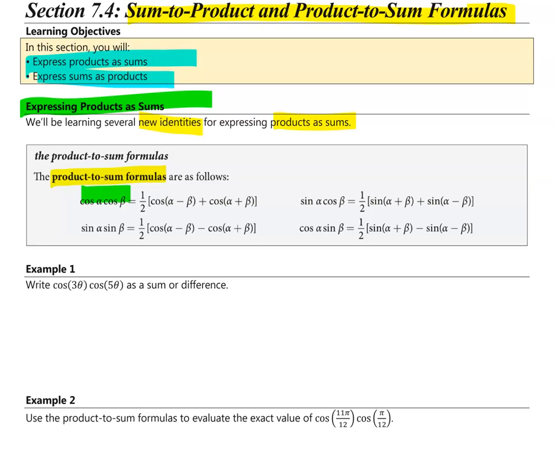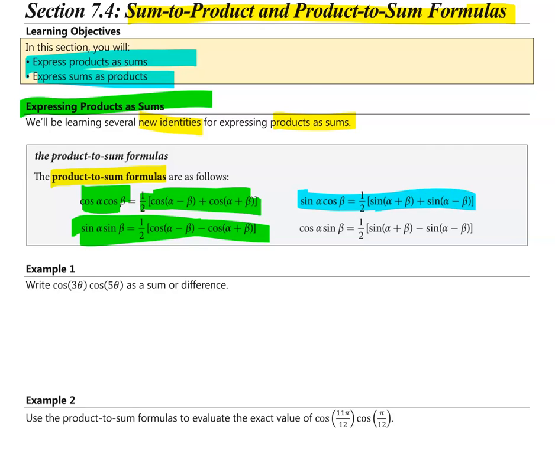Cosine alpha times cosine beta is equal to 1/2 times the sum of cosine of alpha minus beta plus cosine of alpha plus beta. Sine alpha times sine beta is equal to 1/2 of cosine alpha minus beta minus cosine alpha plus beta. Sine alpha cosine beta is 1/2 of sine alpha plus beta plus sine alpha minus beta, and cosine alpha sine beta is equal to 1/2 of sine alpha plus beta minus sine alpha minus beta.